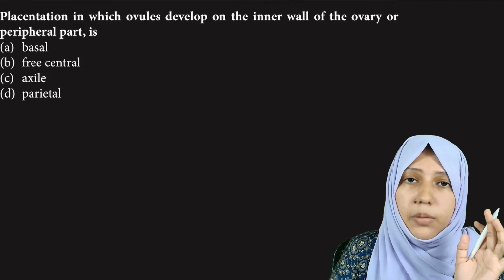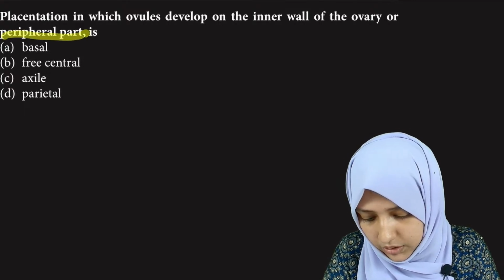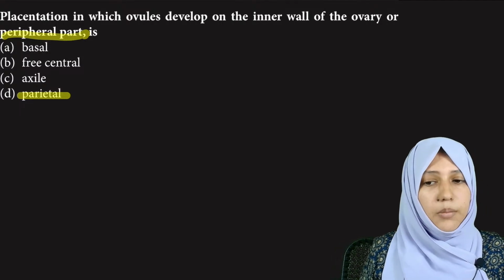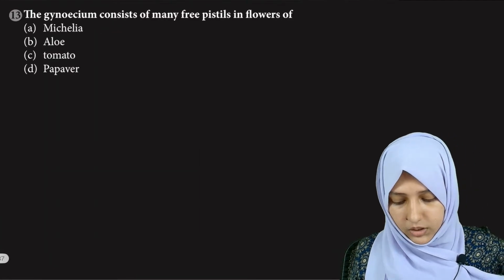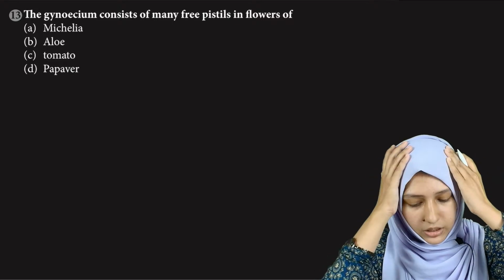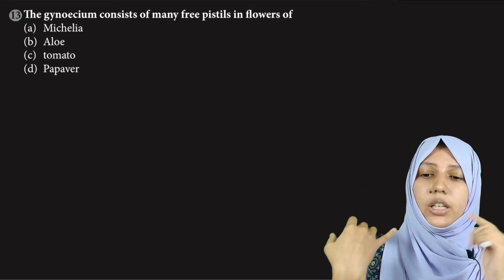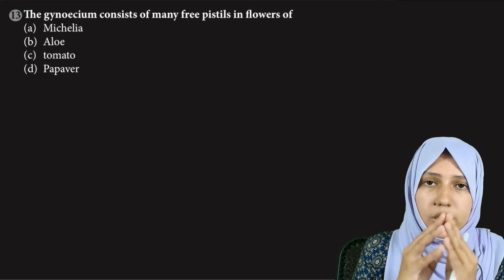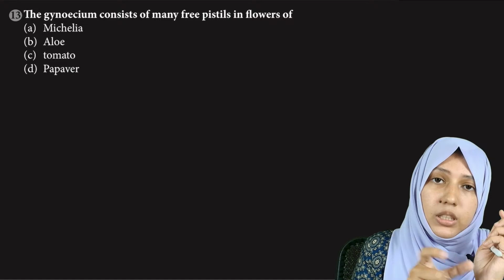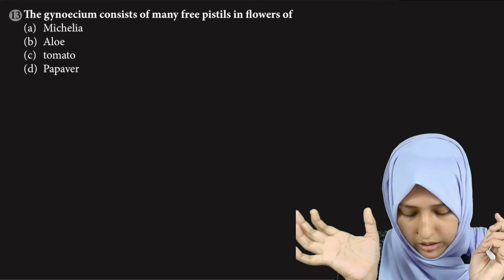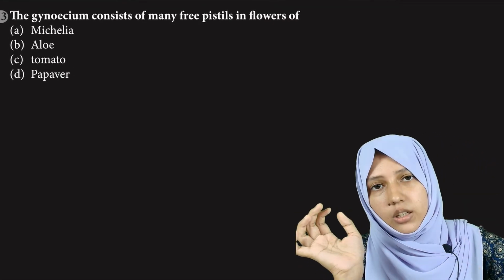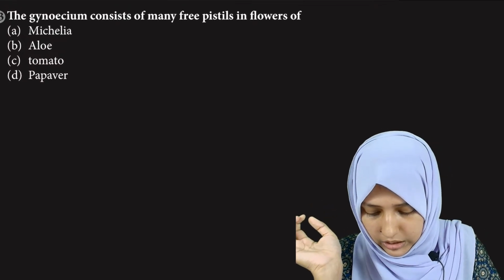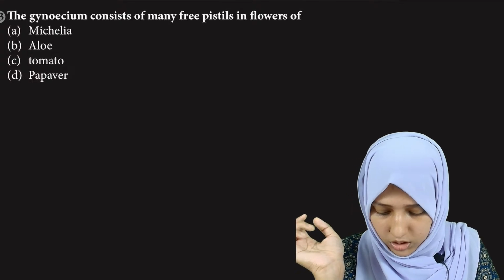Placentation in which ovules develop on the inner wall of the ovary, or in the periphery: when you hear the word periphery, the thing that you have to keep in mind is parietal placentation. Next, the gynoecium consists of many free pistils, which means the pistils are not united. Pistils are the carpels of the gynoecium. Okay, so it is seen in tomato, Solanum family.